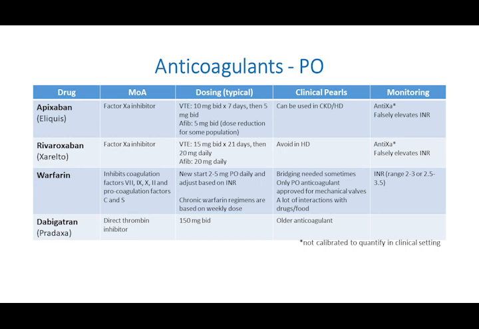Xarelto works the exact same way. For VTE dosing, similar to Eliquis, we need 21 days of the 15 milligram twice a day dosing, and then we can drop to 20 milligram daily dosing. AFib, again, we can start at 20 milligrams daily without the loading period. It is not the best for patients on dialysis.